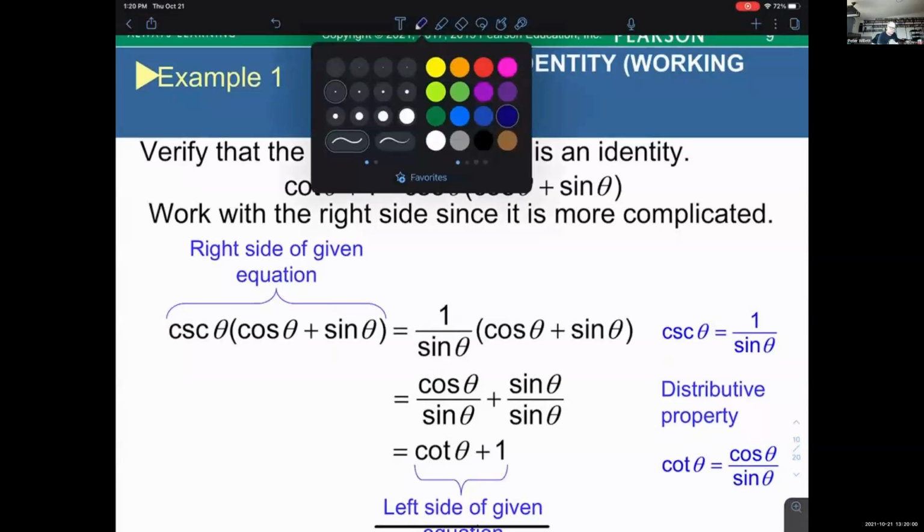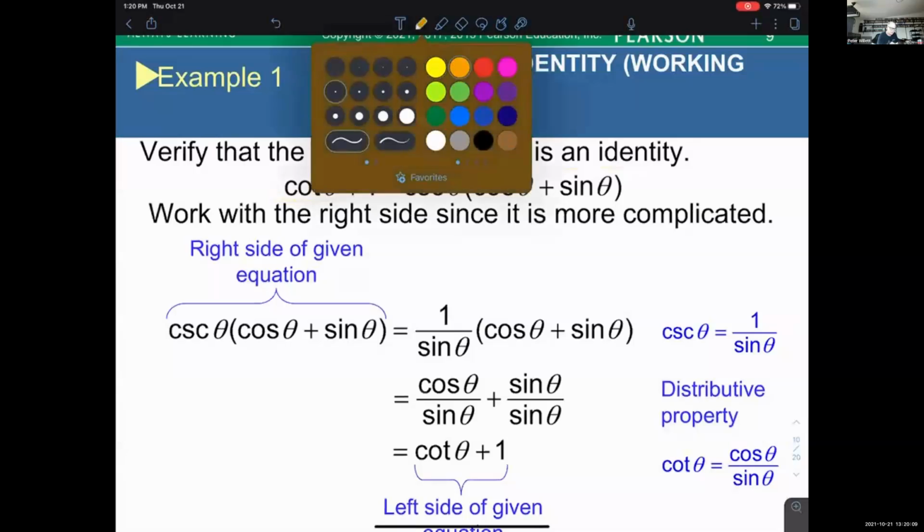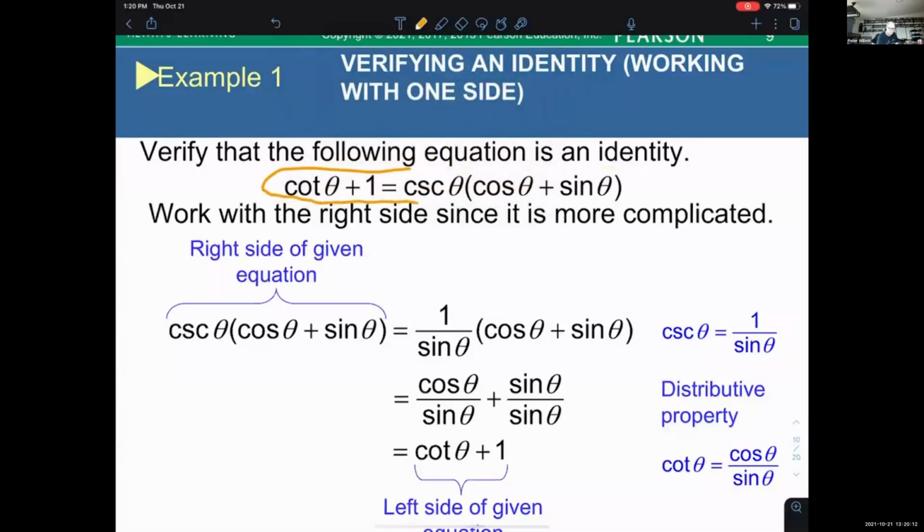So here's what we're supposed to verify. Verify the following equation is an identity. Oh, this yellow is not very clear. Let's try that again. Maybe orange. So here's what we're supposed to verify: cotangent theta plus 1 is equal to cosecant theta times cosine theta plus sine theta. In this case, they're going to show us how they just work with one side and try to get it to end up like the other side.